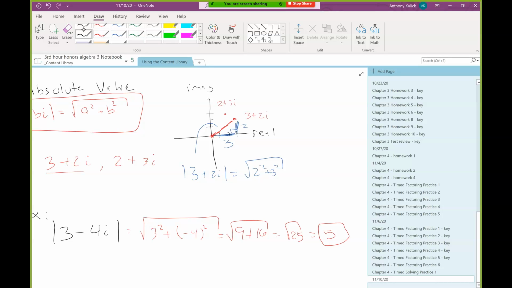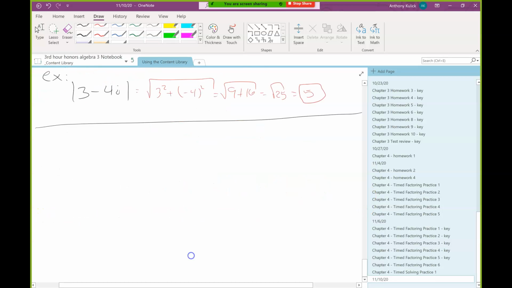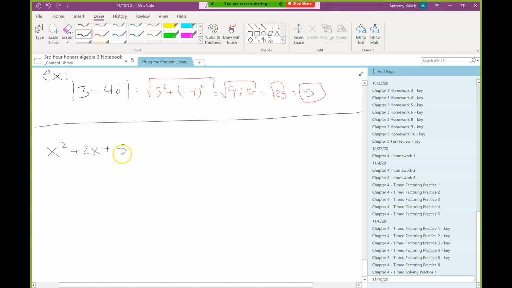So now, let's go back to solving, because now we have the final ingredient that makes every quadratic equation solvable for us. So let's say we have x squared plus 2x plus 5 equals 0. How would you want to solve this? It's in standard form. Is it factorable? You take a quick look and you can probably say no, right?